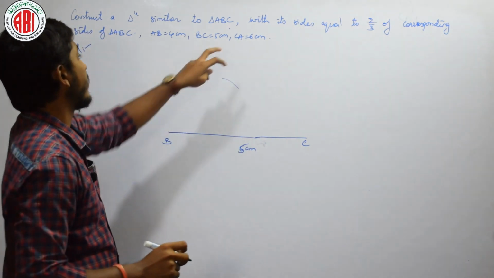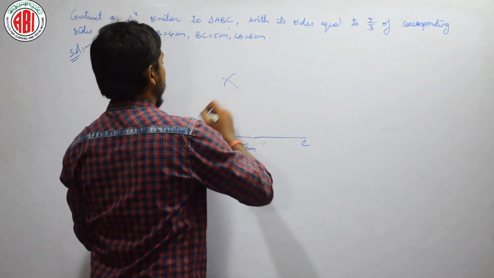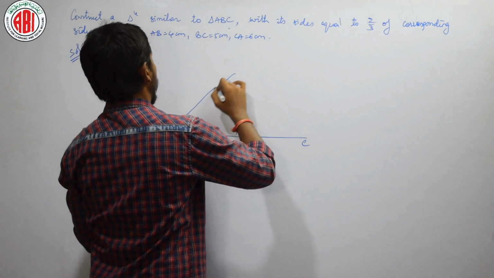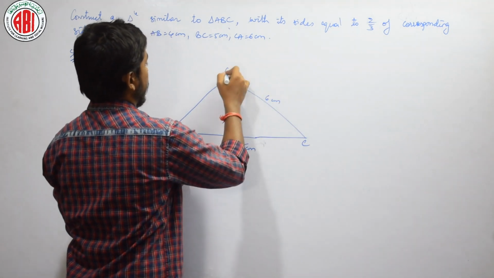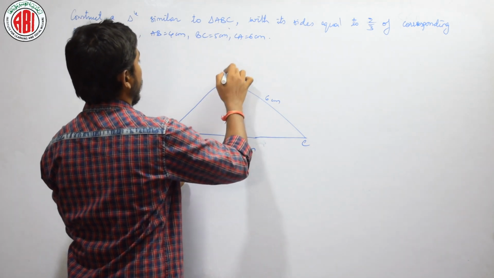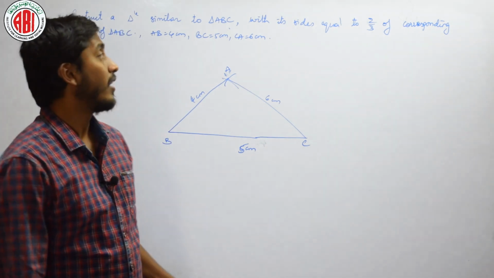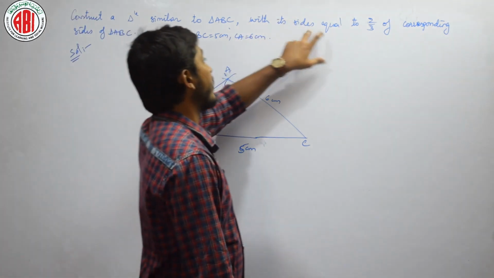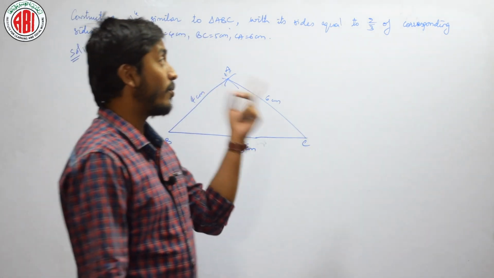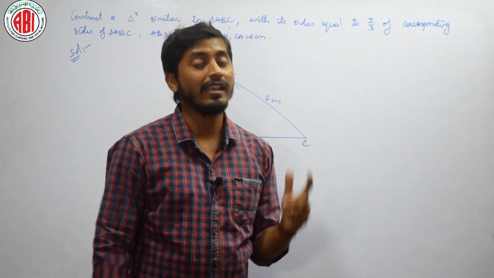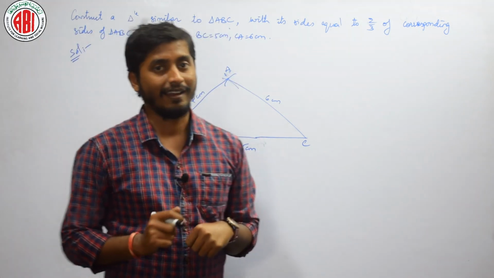Okay. Then next CA is 6 centimeters with C as center, 6 as radius. I have to draw. This is 6. This is A, right. Here it is 4 centimeter. Is it okay? The next step is with its sides equal to 2 by 3 of its corresponding sides. 2 by 3 means the numerator is less than denominator, then obviously my new triangle will be less than this actual triangle. Is it right?